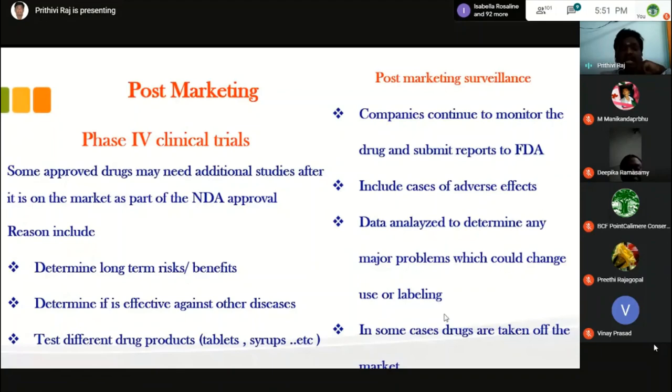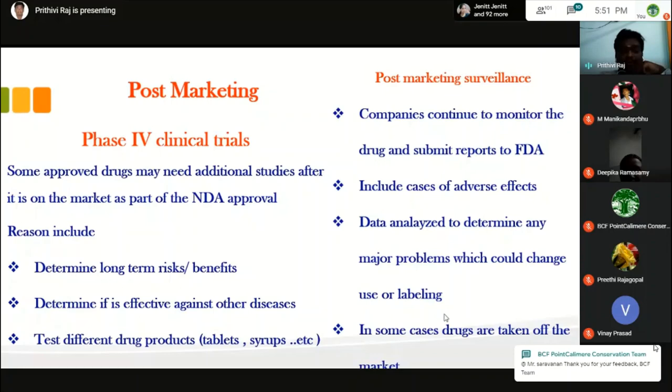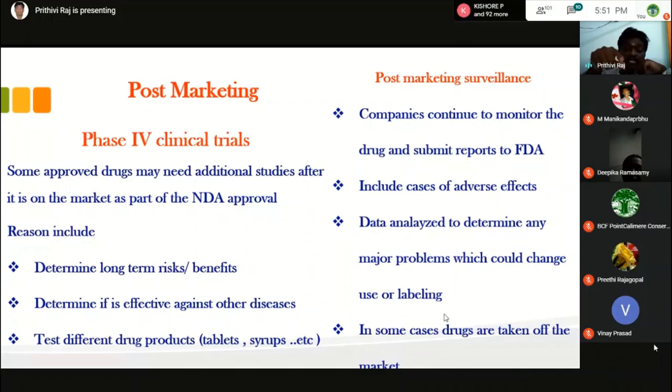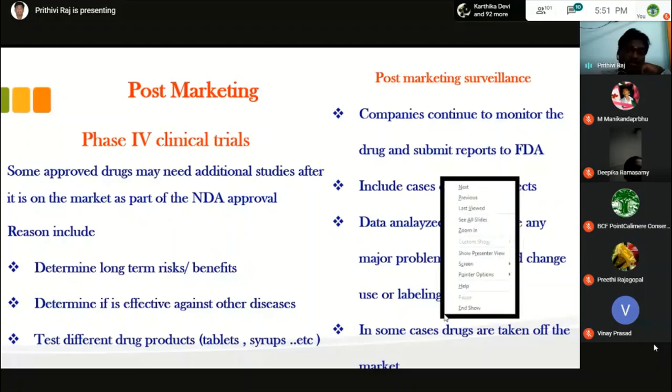and test against the different drug products. I told that now maybe as a tablet or syrups, but when you're just testing your new products, a new compound or lead compounds, that should be compared with the known compounds. For example, penicillin, streptomycin, and others, these are the known drugs, no?